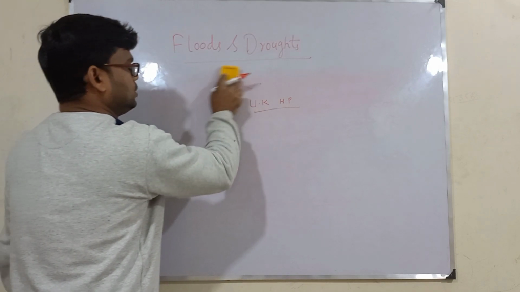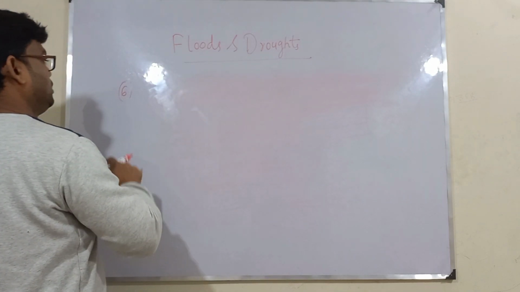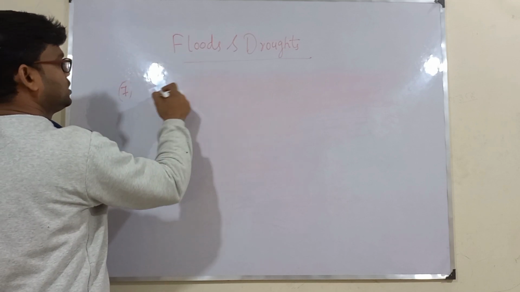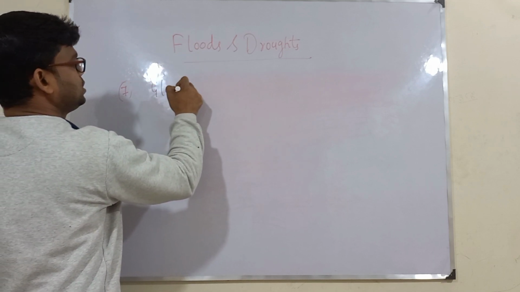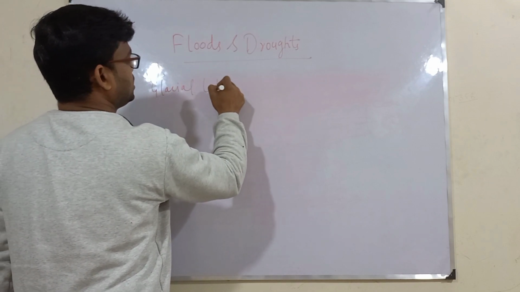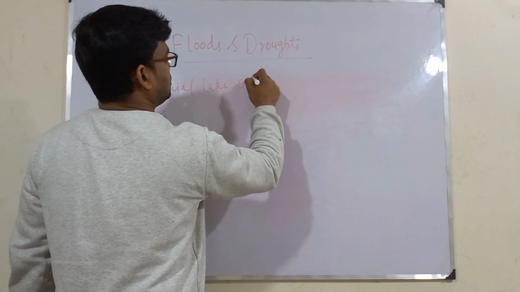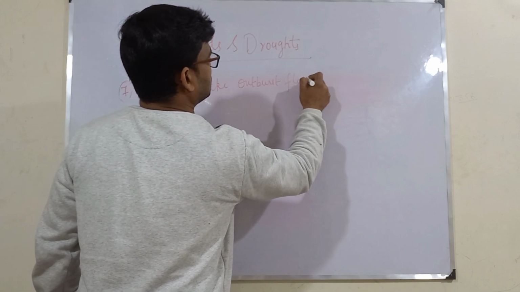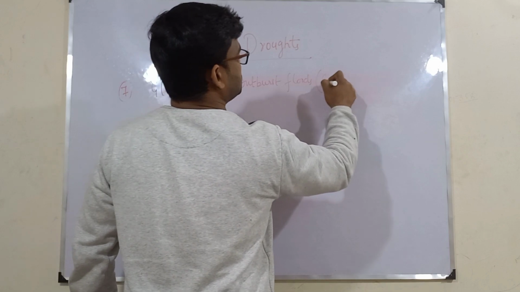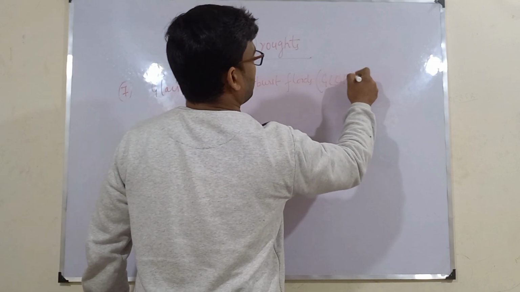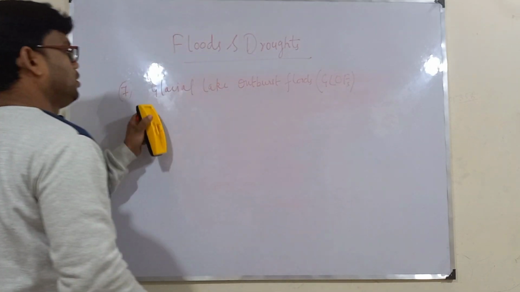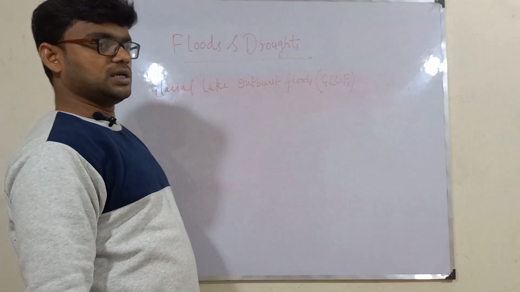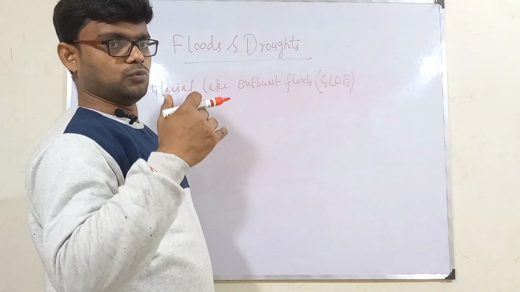Our seventh reason for floods is glacial lake outburst flood, or GLOF floods. Now, what are glacial lake outburst floods? I mean, first, what is a glacial lake? Glacial lakes are those created by the movement of glaciers.